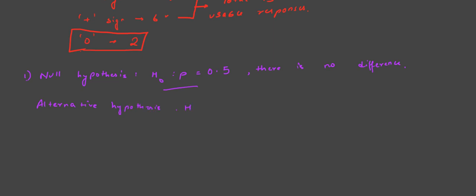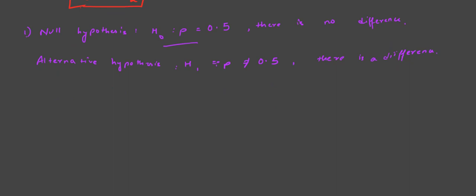This one is represented as H1. Here we have the value of p, which won't be equal to 0.5. Therefore it shows that there is a significant difference. So here is our hypothesis.